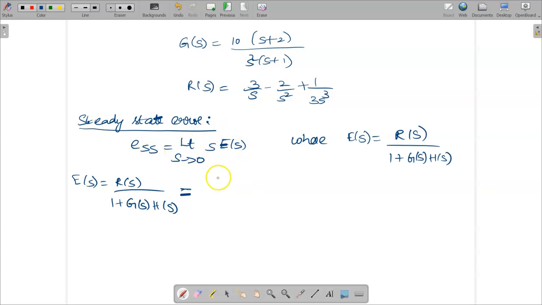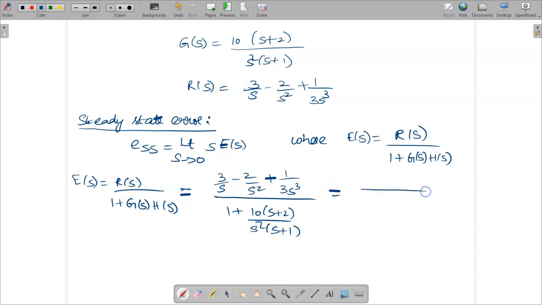Okay. So R of s value is 3 by s minus 2 by s square plus 1 by 3s cube, divided by 1 plus G of s value, which is 10 into s plus 2, divided by s square into s plus 1. Okay, so now simplify your numerator separately and denominator separately. For the numerator, the LCM is 3s cube. Okay, so compare this 3s cube with the s. Already s is there, which is not there, that is 3 into s square is not there. So that 3 into s square multiply with 3.